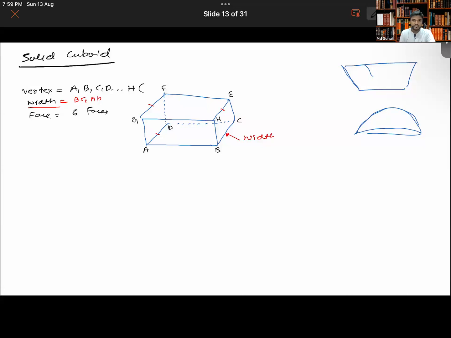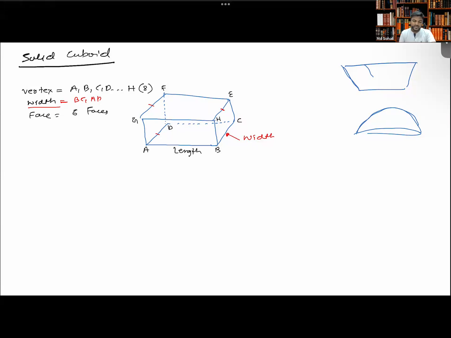1, 2, 3, 4, 5, 6, 7, 8. Eight vertices are there. Okay. This is basically your length here. So that is simply a solid cuboid. Getting it? Okay. Now, talking about finding its surface areas, how do we do that?